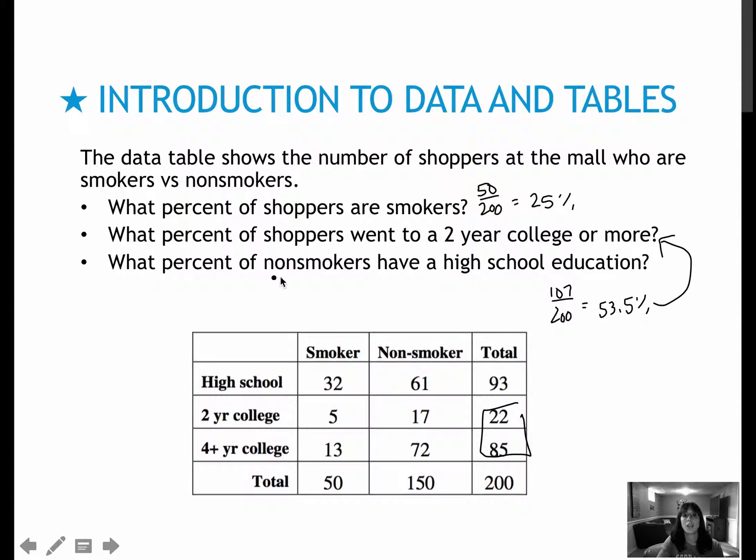And then what percent of non-smokers have a high school education? So again, now we're focused only on non-smokers, which is 150. So that's going to be the bottom number. High school education is 61 out of 150. And that gives me 40.7% approximately.